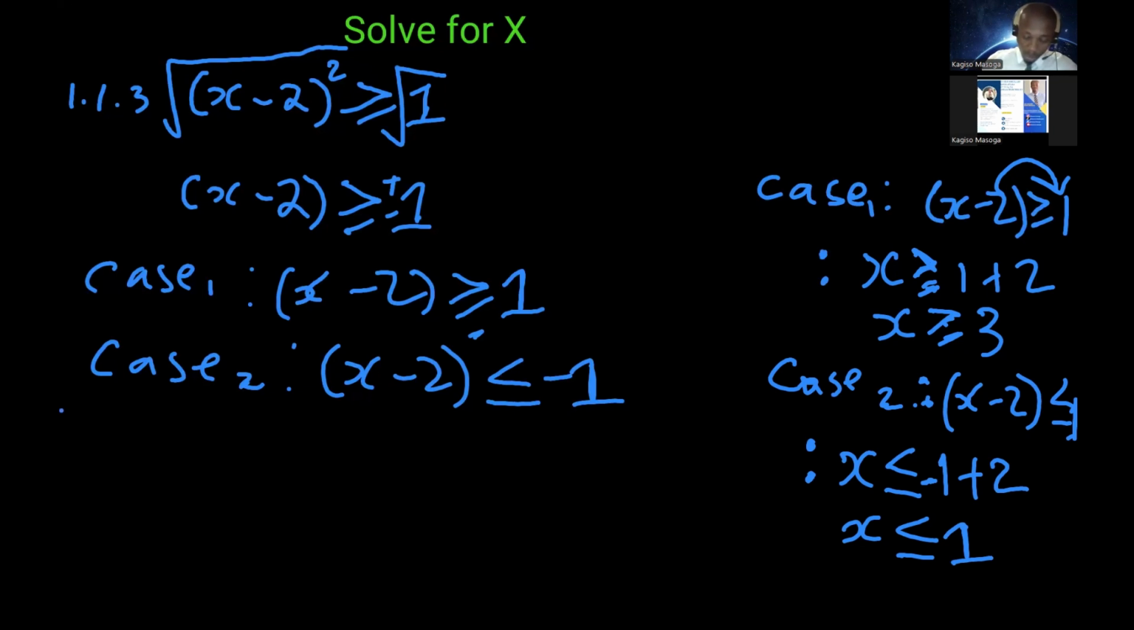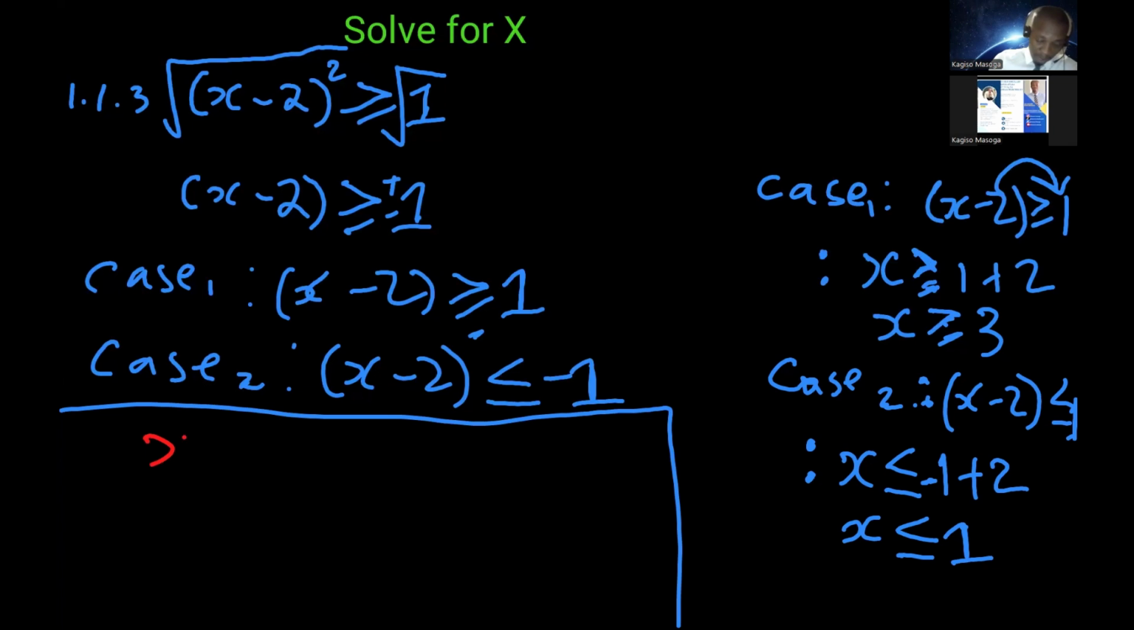So what we have here ended up with x less than or equal to 1, or x greater than or equal to 3. That's how we solve it. This means that any value of x that is less than or equal to 1 or greater than or equal to 3 will satisfy this inequality. All right. Thank you. Done.